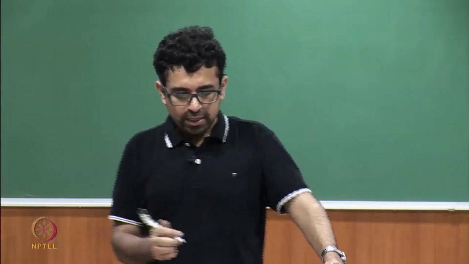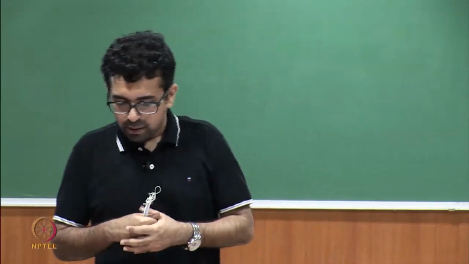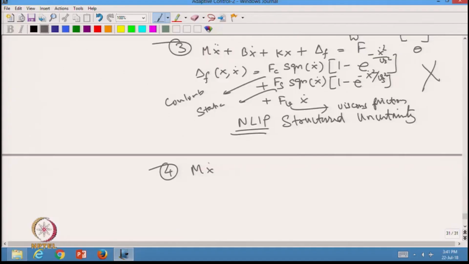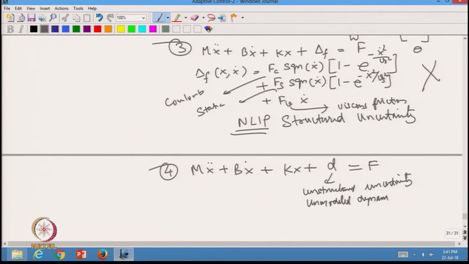These unstructured uncertainty, unmodeled dynamics, and external perturbations can actually be clubbed under, say, D. So, this represents unstructured uncertainty, unmodeled dynamics, or external disturbances.